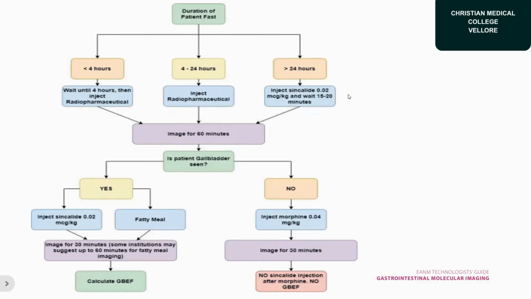Now, after injecting the radiopharmaceutical, in whatever case, we would image for 60 minutes. And after 60 minutes, we would see if the gallbladder is visible or not. If the gallbladder is visible, then we inject the sincalide, or the alternative is giving a fatty meal. And then we image for up to 30 to 60 minutes, and in those images, we calculate the gallbladder ejection fraction. If the gallbladder is not seen, then you have to inject morphine to visualize the gallbladder. And after injecting morphine, you can't actually do the study.